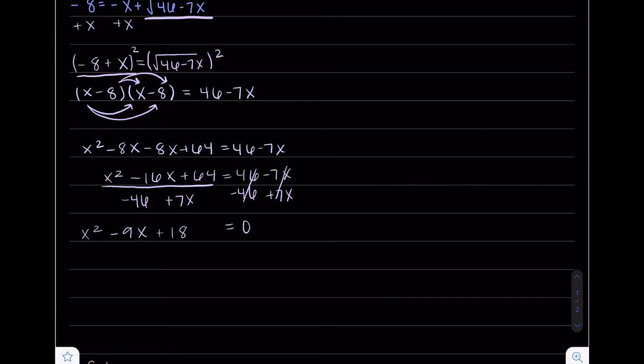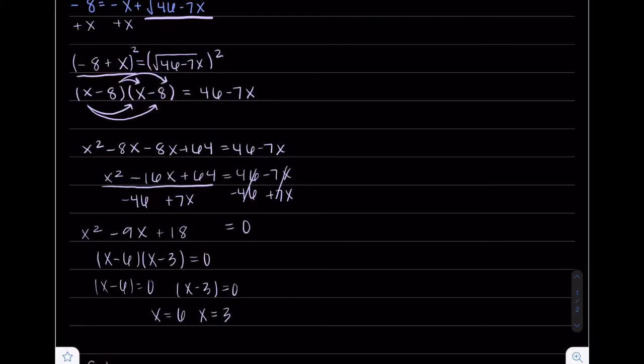So now, looking at this, remember we know how to factor. So we're going to get an x minus 6 and x minus 3. Hopefully you guys all know how to do that. And then from here, x minus 6 equals 0, and x minus 3 equals 0. So we're going to get that x equals 6 and x equals 3.